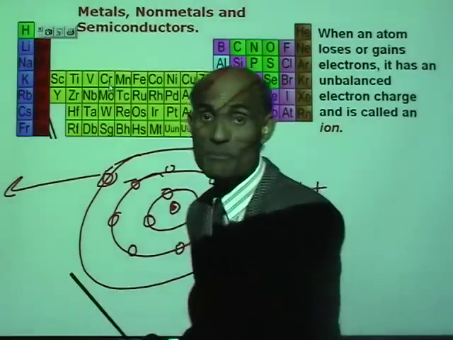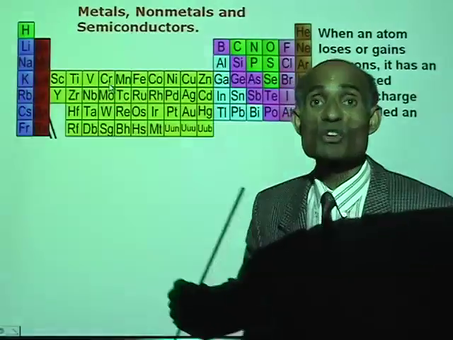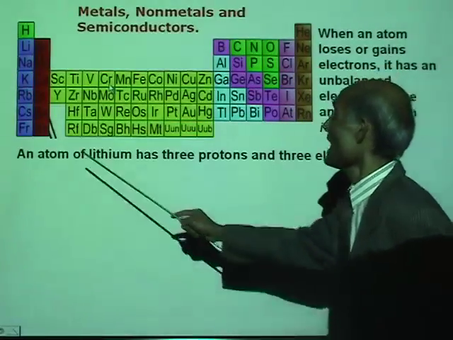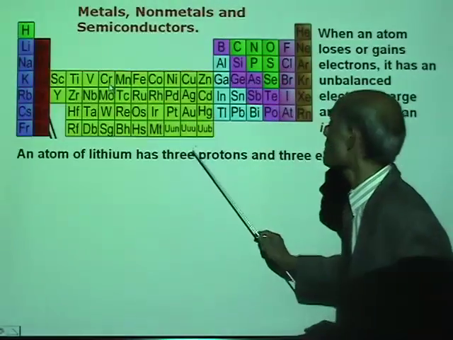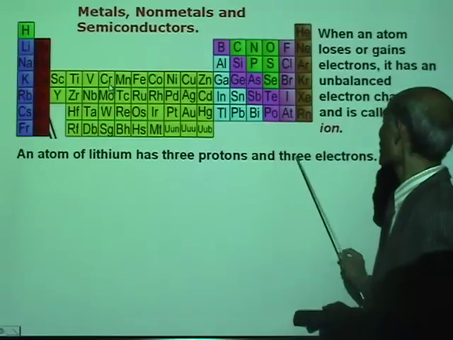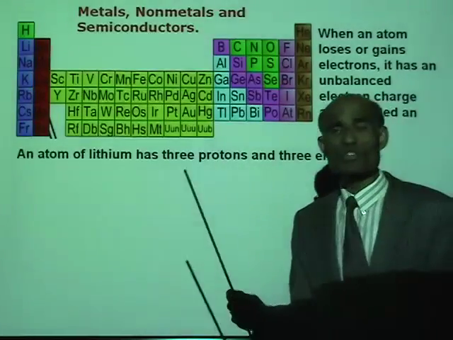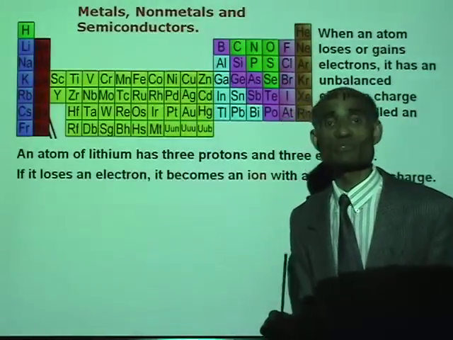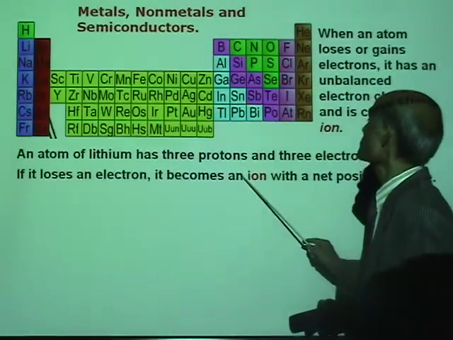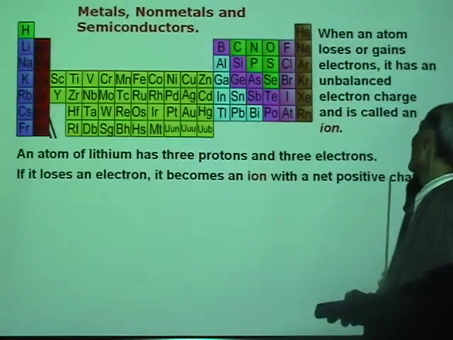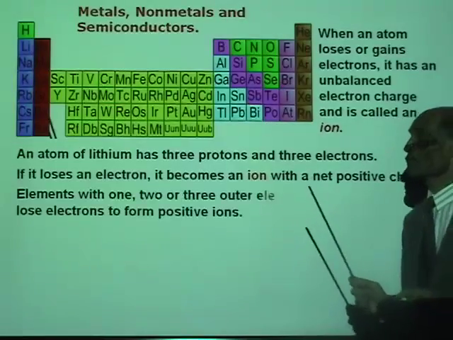Well, in chemical reactions, these ions are very important. An atom of lithium has 3 protons and 3 electrons. It is electrically neutral. If it loses an electron, it becomes an ion with a net positive charge.